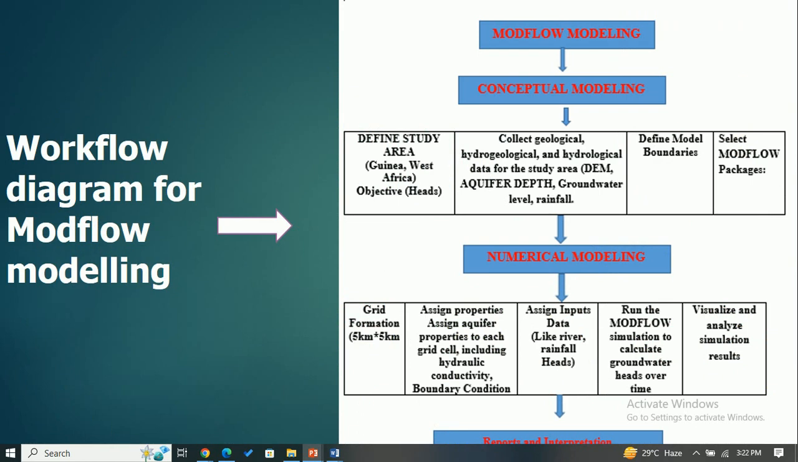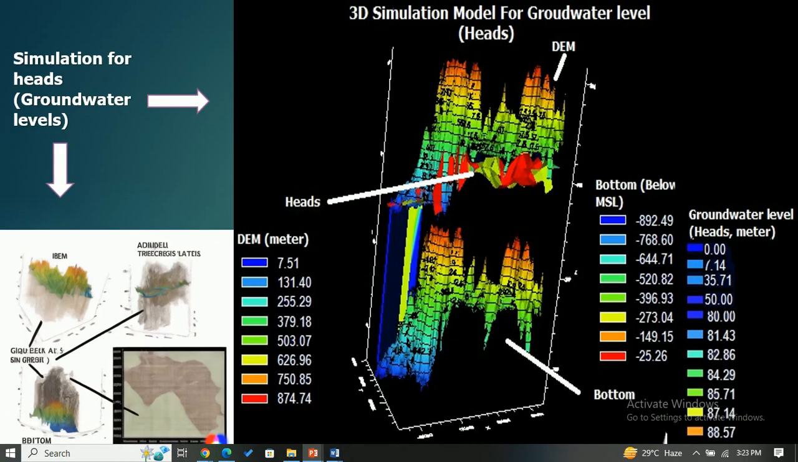I'm going to conclude the second part of this research, which is the workflow diagram for the MODFLOW modeling. MODFLOW modeling is divided into two parts. The first is the conceptual modeling, and the second is the numerical modeling. Conceptual modeling establishes a 3D model, and numerical modeling establishes a grid formation. And on this we will simulate, and we will conclude the results from this MODFLOW modeling.